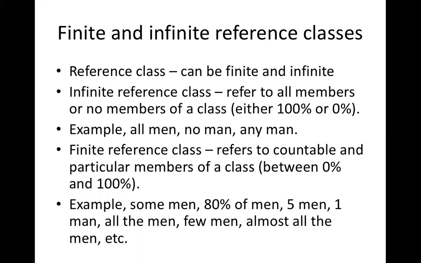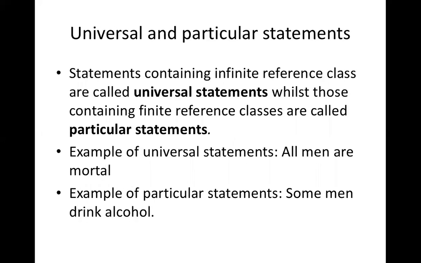So we have the finite and infinite reference classes. The finite reference class is the class of countable items. The infinite reference class is the class of uncountable items. Then you have universal and particular statements. Statements containing an infinite reference class are called universal statements, whilst those containing finite reference classes are called particular statements. Example of a universal statement: all men are mortal. Example of a particular statement: some men drink alcohol.